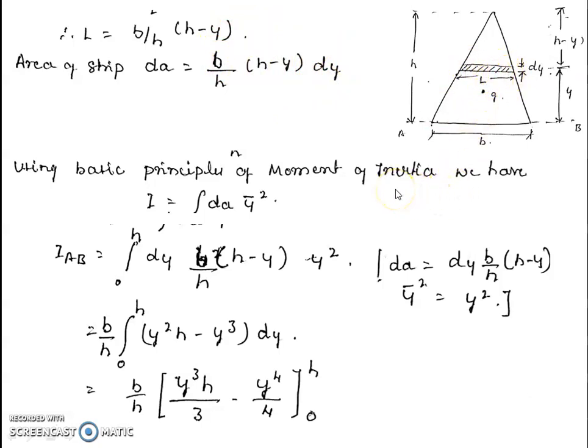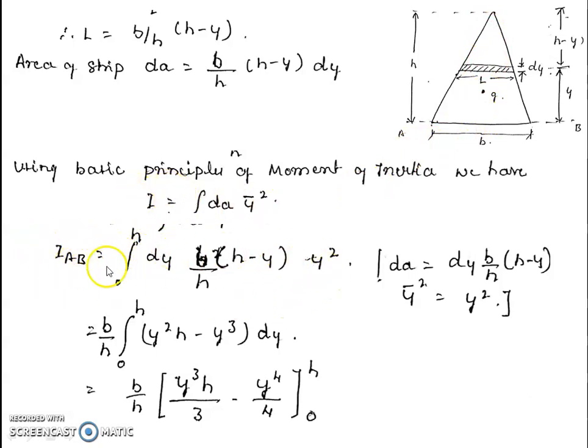Now I will use the basic principles of moment of inertia. We know the moment of inertia is nothing but area multiplied by perpendicular distance squared. Here the distance is this y. So from that, we have I equal to the integral of dA y bar square. This is the distance squared, and this is the area. This integral I will use to cover the entire area of the triangle.